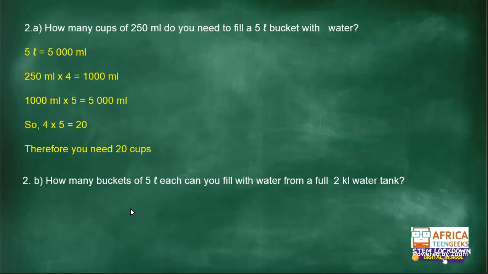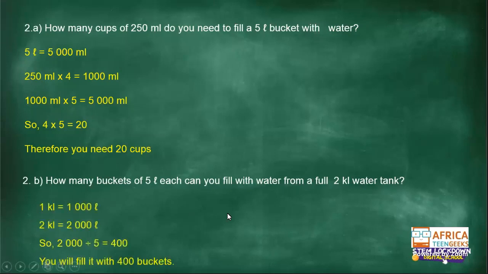Okay, so the second one is, how many buckets of 5 liters each can you fill with water from a full 2 kiloliter water tank? Right? So we said 1 kiloliter equals 1,000 liters, and therefore 2 kiloliters will be equal to 2,000 liters, right? So we have 5 liters and we have a 2 kiloliter water tank, and we've converted it to 2,000. So we divide 2,000 by 5, and the answer is 400 buckets, right?